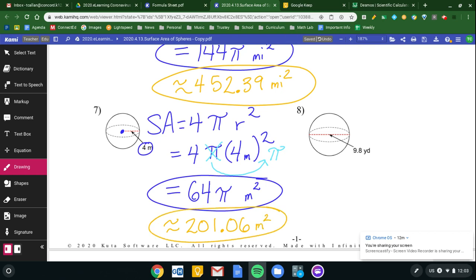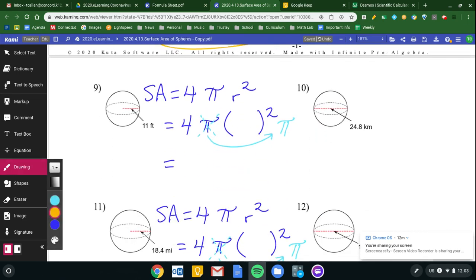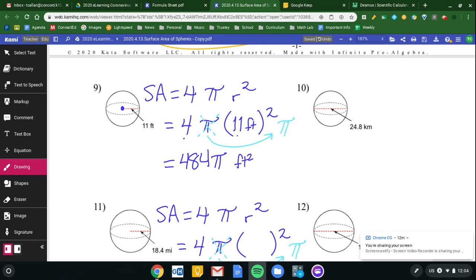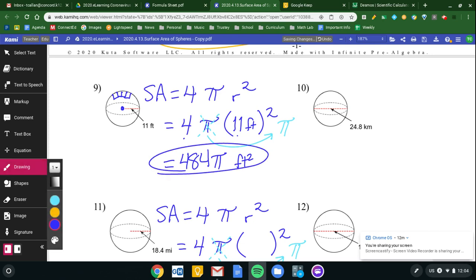Let's move on down to number 9. 4 times pi times radius squared. Once again, we see that 11 is the radius, so do not change the 11. And if we were to rewrite the pi at the end, where we go 4 times 11 times 11, we get 484 times pi. And of course, feet times feet, we're talking how many square feet would it take to cover up if you're thinking of wrapping paper. So there's an exact answer.